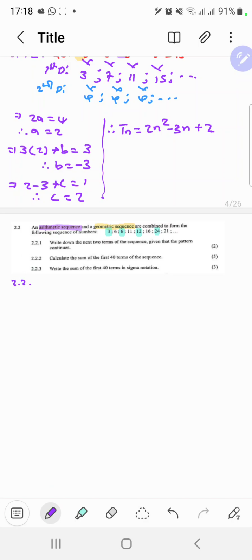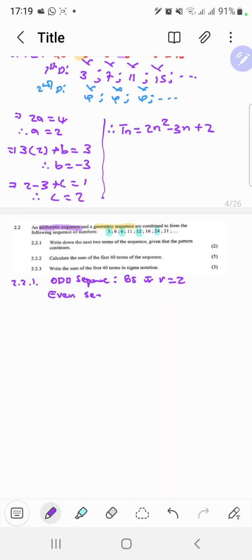Okay, so we can say 2.2.1, the odd sequence is geometric. So it's a GS with r equal to 2. So these are the things you just want to work out quickly. And then, of course, you can say the even sequence.